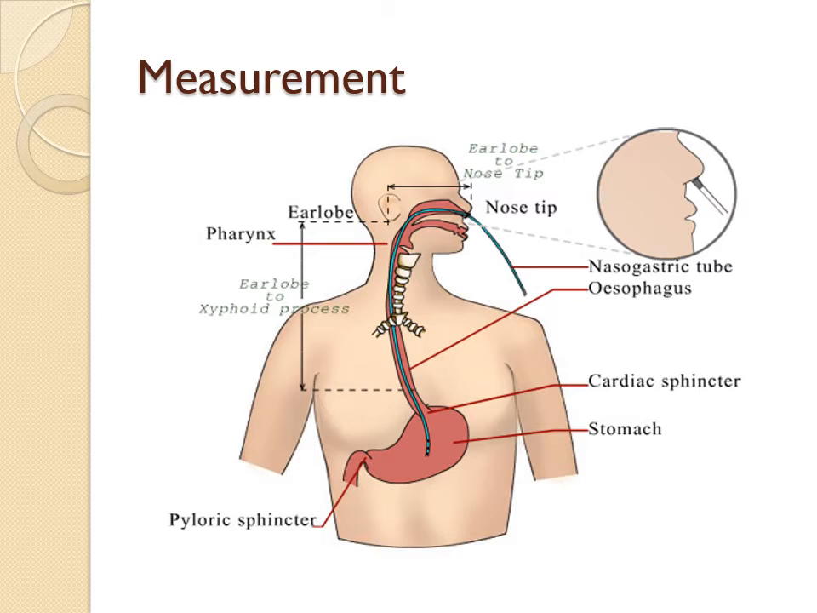Once you've determined the length, it is always a good thing to take a piece of tape, especially when you're just learning the skill, and flag that area so that you know how far in this tube needs to go so that you can guarantee that you are in the stomach cavity.